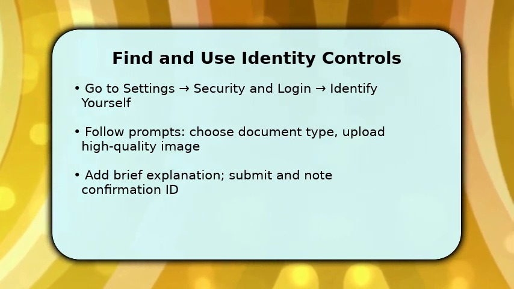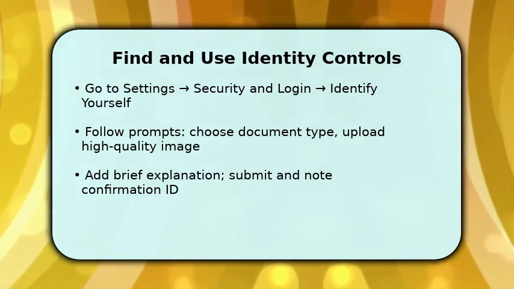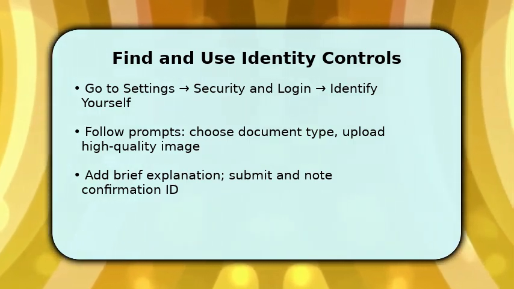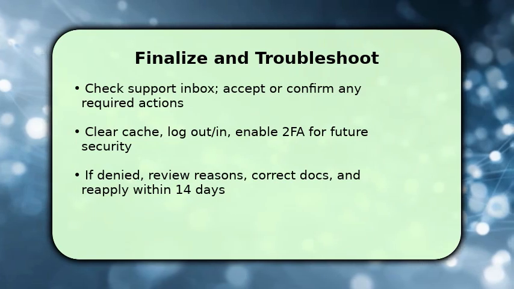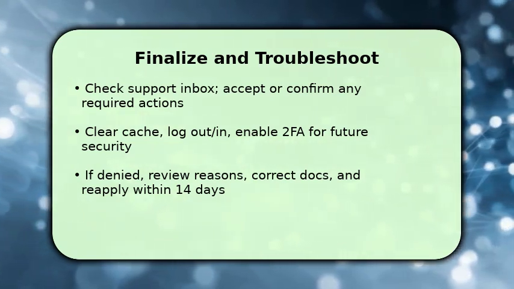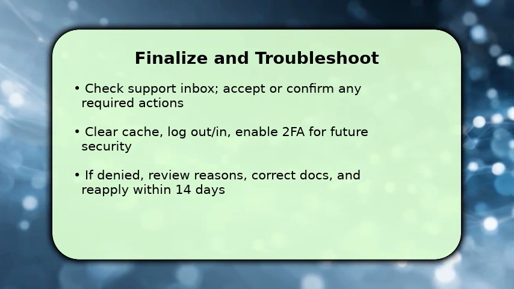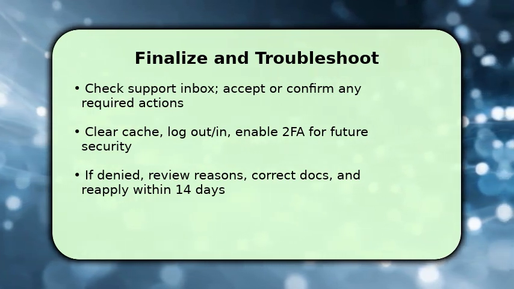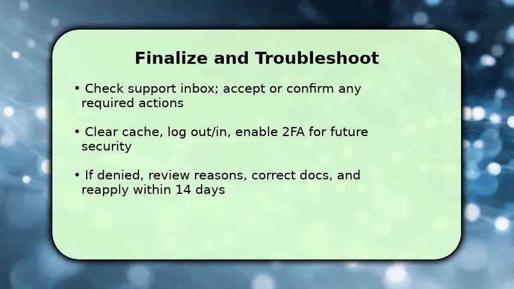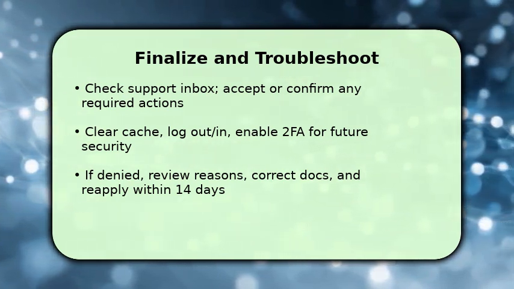If Facebook offers an alternate verification route, try that concurrently to speed resolution. When Facebook responds, follow any final instructions precisely: accept requests, confirm identity links, or complete brief forms. Once removal is confirmed, clear browser cache, sign out then back in, and enable two-factor authentication to keep the account secure without intrusive identity checks.